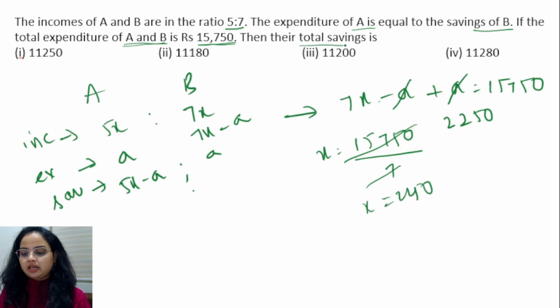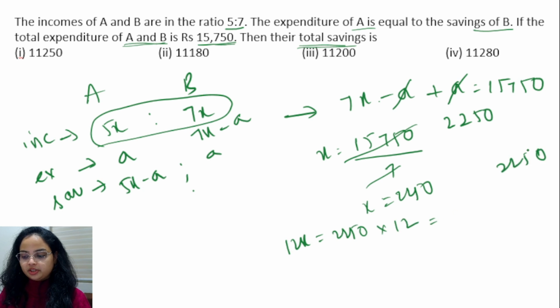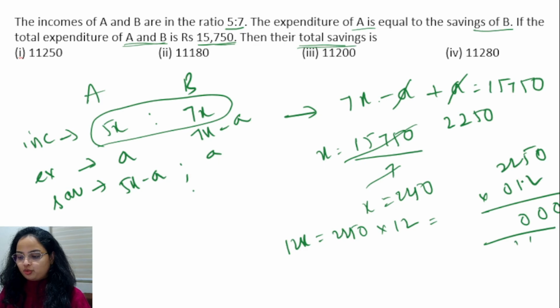What is asked? We have to find the total savings. Okay, what is the total income? Income is 5x plus 7x, it is 12x. 12x is equal to what? It is 2250 into 12. It is 5 into 2, 10. Okay. 4 plus 5, 9 plus 1, 10. 4 plus 2, 6, 7. And again 2. So here 12x is equal to 27,000.